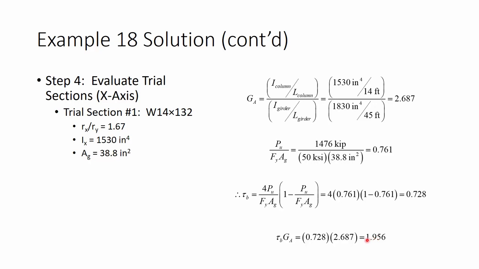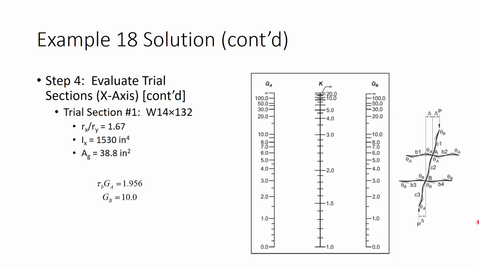The next step, once you have this, is to go to your alignment chart. So we go into our alignment chart with a tau G value of 1.956 on one end and a G of 10 on the other end. What you do is locate those on either axis and strike a line. It doesn't matter that the top of the chart says GA and GB; you could flip them and it really wouldn't matter. You could, for instance, locate the 10 on the left axis and the 1.956 on the right. It really wouldn't matter.